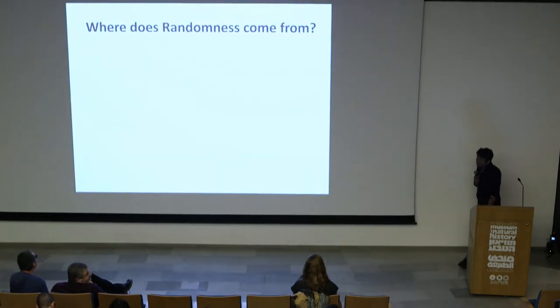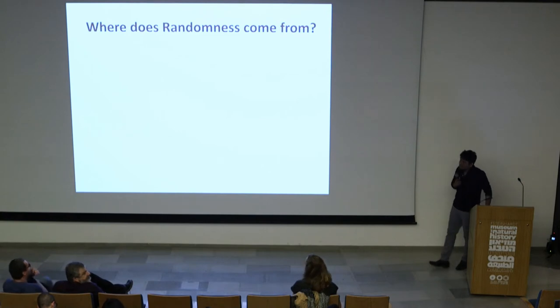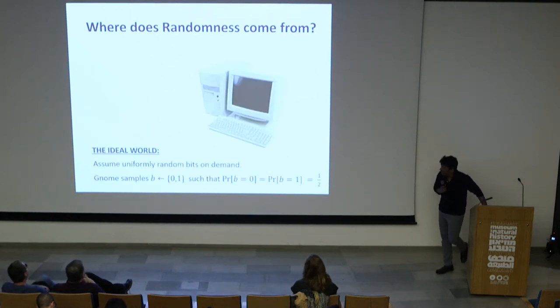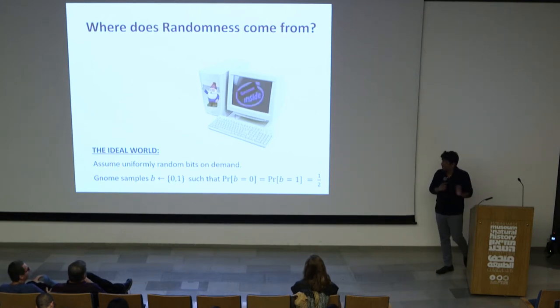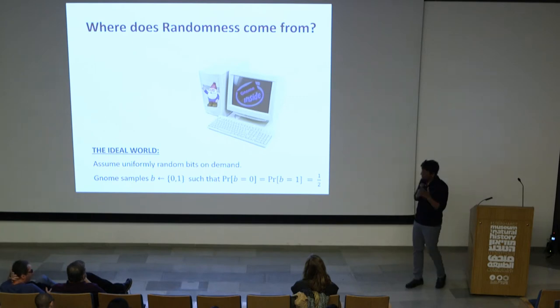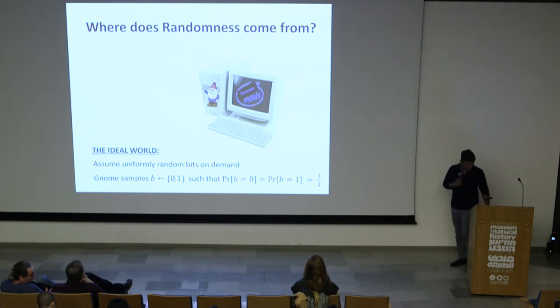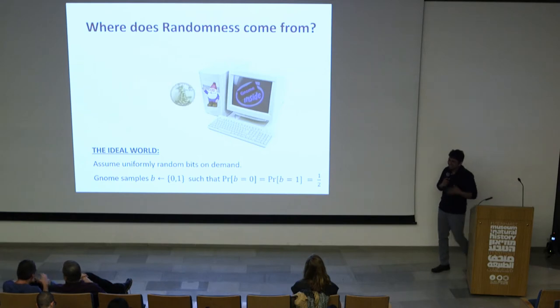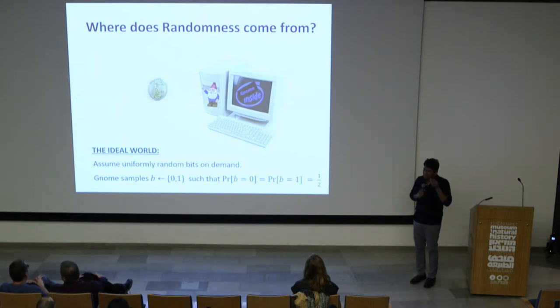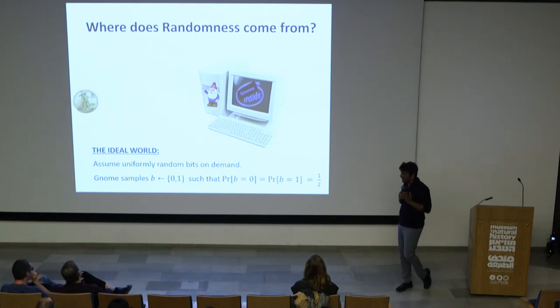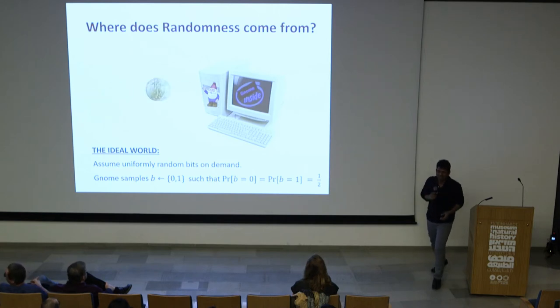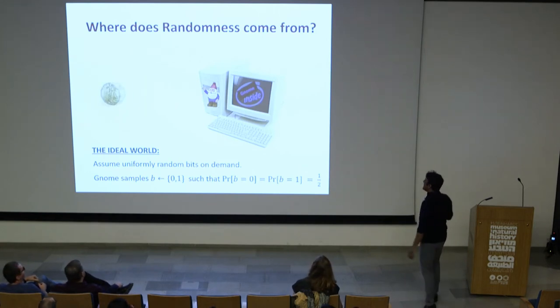When we design algorithms and cryptosystems, we think of the ideal world where you get a uniformly random sequence of bits on demand. You keep pressing buttons. There is a gnome inside your computer. It flips bits, truly random, unbiased, IID bits, and keeps going. This is the ideal world, right? It's great. Keep it going.